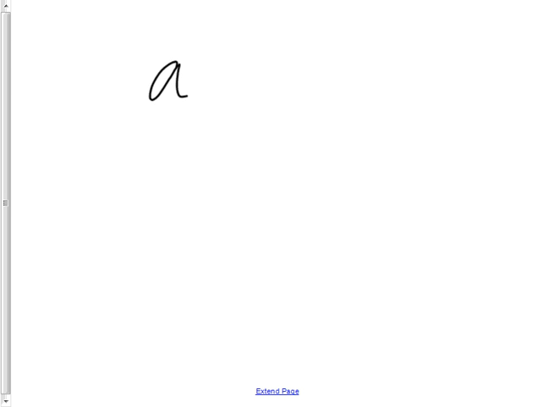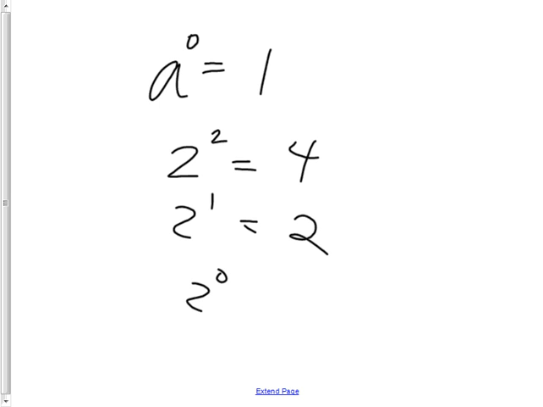So a to the 0 power. It's just a definition thing. It's a fact. It'll always be what? 1. It does not matter what the thing is. If you put it to the 0 power, it will equal 1. I will show you why, though. If I had a squared, let's do it with numbers. 2 squared. What's 2 squared? 4. What's 2 to the 1st power? 2. What's 2 to the 0 power?